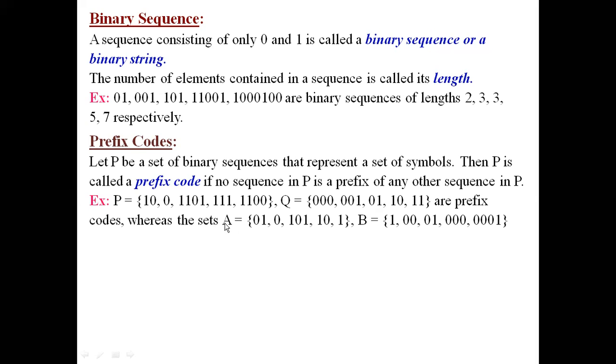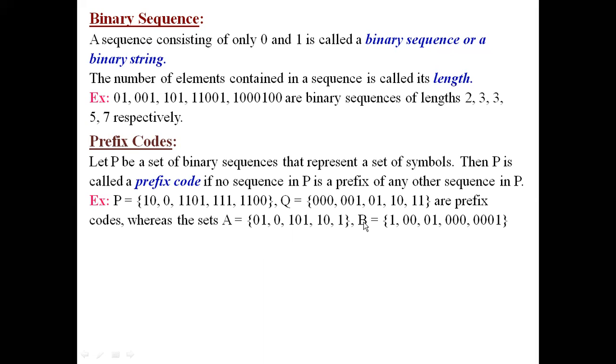Whereas we observe that sets A and B are not prefix codes. Why is it not a prefix code? Let us observe and understand. We observe 0 here. This is one of the binary sequences, and it is a prefix of another sequence, 01. So this is treated as a prefix of some other sequence. Similarly, we have 1 here as another sequence. This is a prefix of another sequence, say 10. Like that, we can observe many other sequences being prefixes of other sequences. So A is not a prefix code.